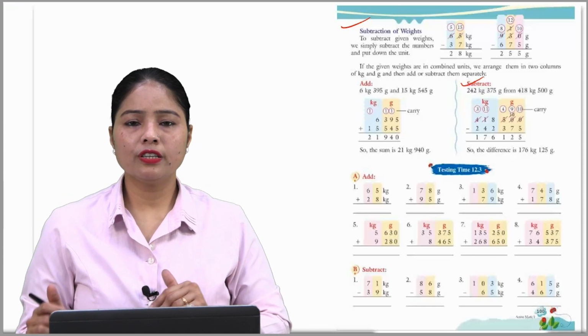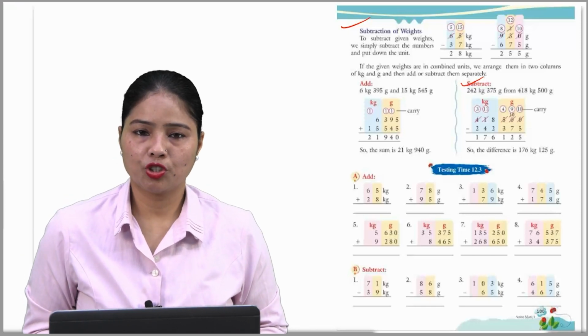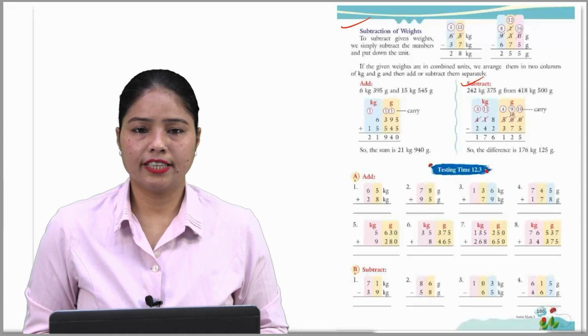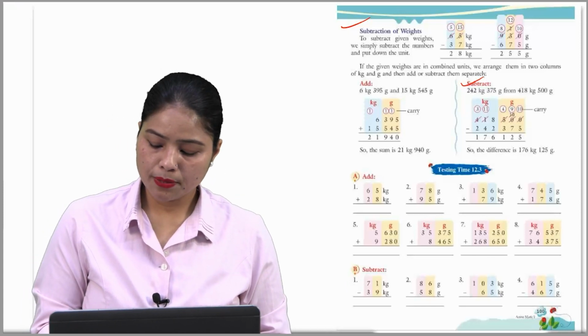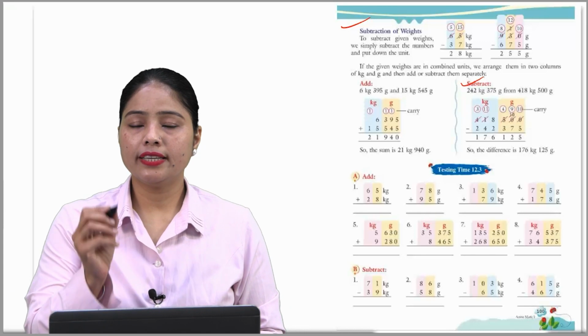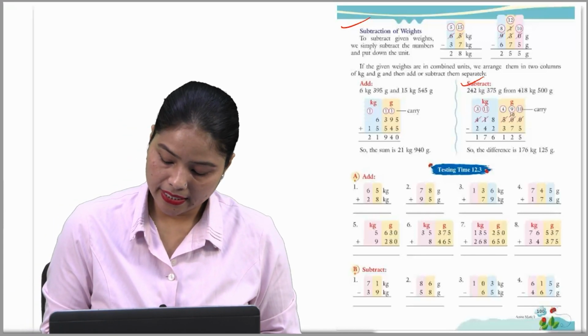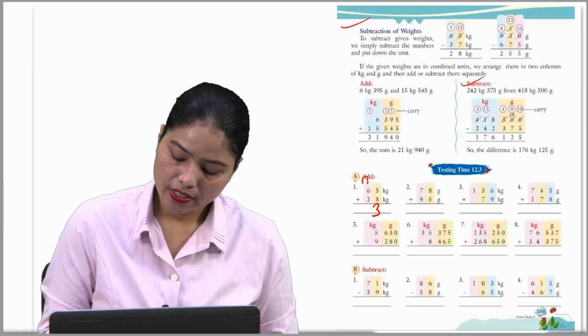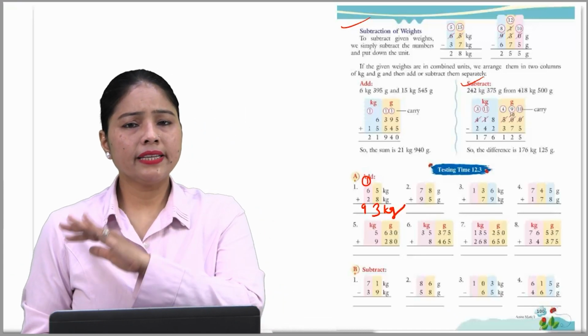So now move on, testing time 12.3. Add 65 kg 28 gram. So start with ones place. So 8 और 5 कितने होते हैं? Yes, 13. 13 का 3. Carry 1. 6 और 2, 8 and 1 is 9. So 93 kg. This is simply addition.